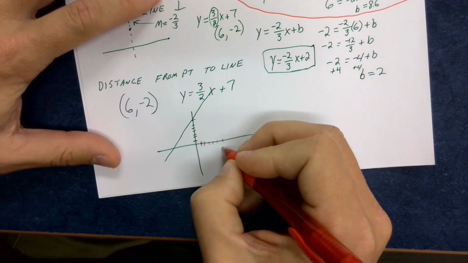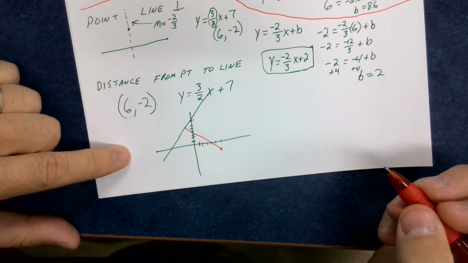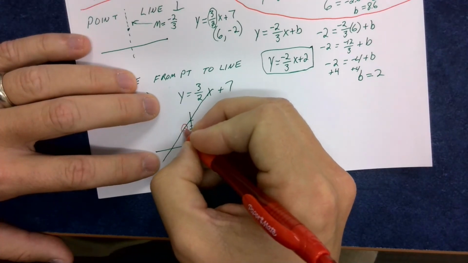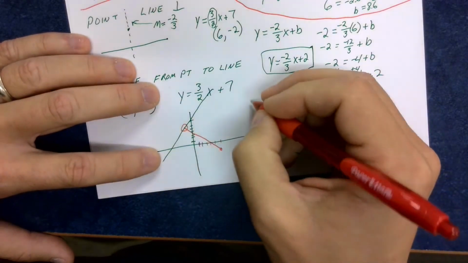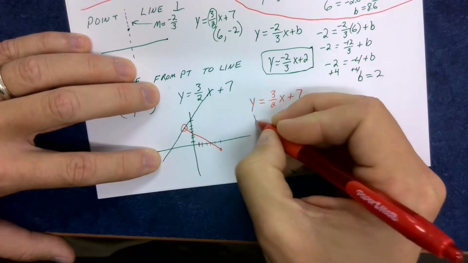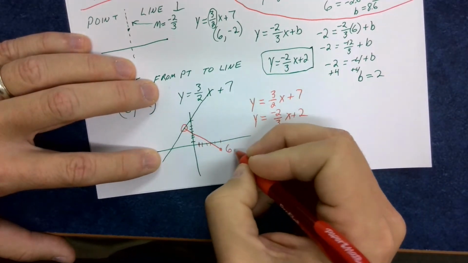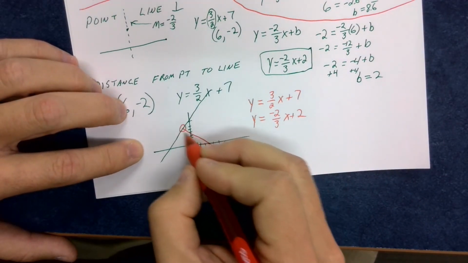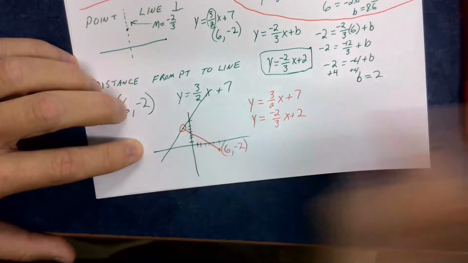I know the distance has to be on a perpendicular, yes? Distance has to be on a perpendicular. So that means what I need to do is I need to find out that point right there. Well, that point happens to be the intersection of my two lines, y equals 3 halves x plus 7, and y equals negative 2/3 x plus 2. I already know this is 6, negative 2, right? I need to find the shortest distance to it, and that's on a perpendicular. So if I can find the intersection of those two lines, I can find that point.